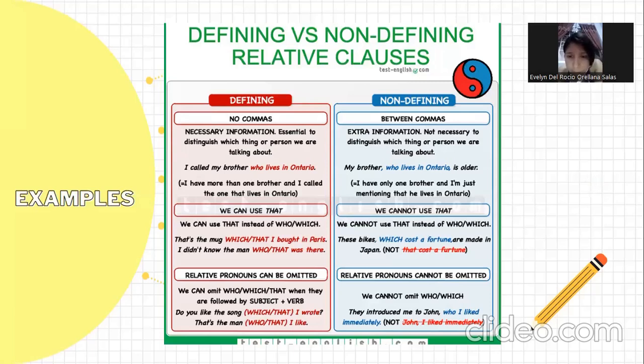Non-defining. Between commas, extra information not necessary to distinguish which thing or person we are talking about. Example: My brother, who lives in Ontario, is older. We cannot use that instead of who or which. Example: These bikes, which cost a fortune, are made in Japan.